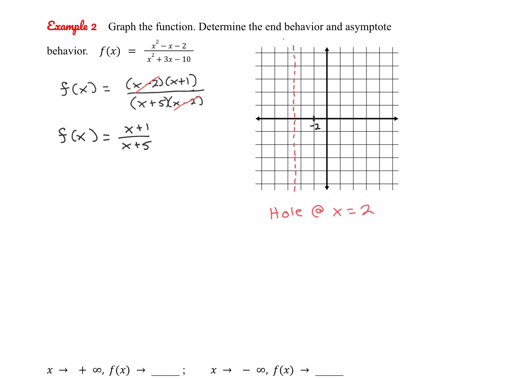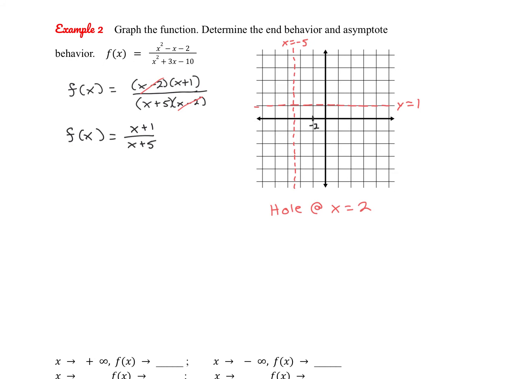So at x equals -5. And then let's find our horizontal asymptote. Remember, when the degrees of the numerator and denominator are the same, our horizontal asymptote will occur at the ratio of the leading coefficients, which is just 1/1. So we have a horizontal asymptote at y equals 1, like this.